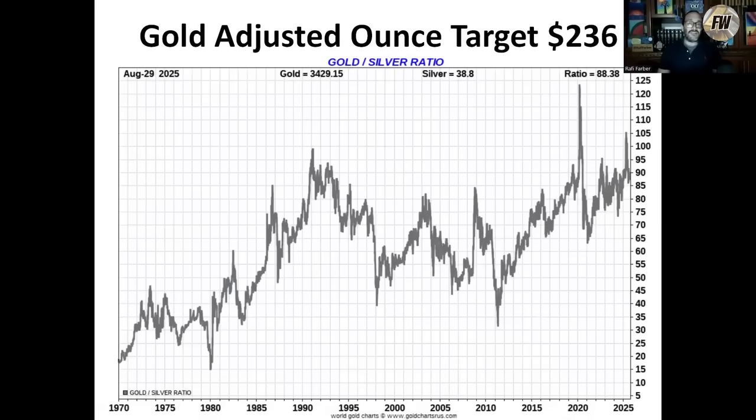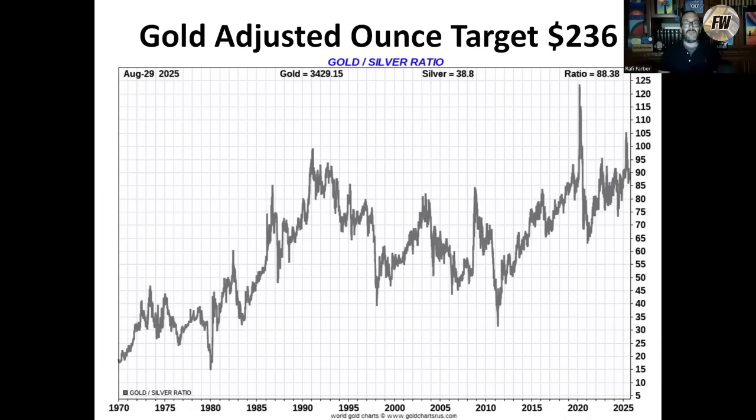The gold adjusted ounce target is $236. If we're talking about the 1980 high of gold to silver ratio of 15 to 1, which I go into on this channel often, in the end game, we are going to see something around a 15 to 1 ratio of gold to silver. This is the natural monetary ratio. It will reintroduce itself. We saw it in 1919, we saw it in 1968, and we saw it in 1980, and we are going to see it again.